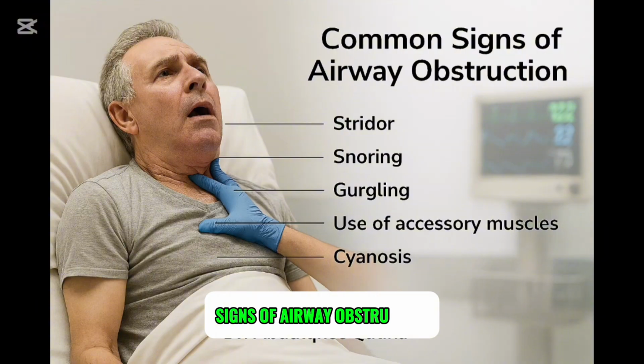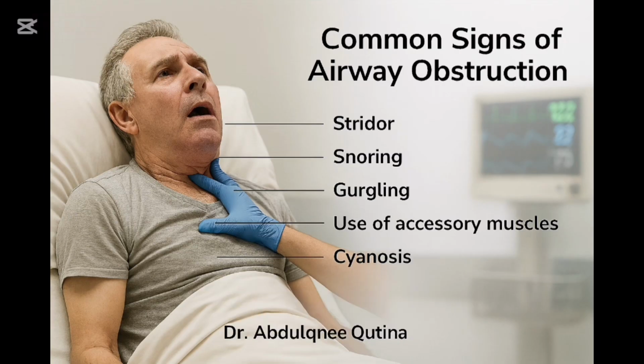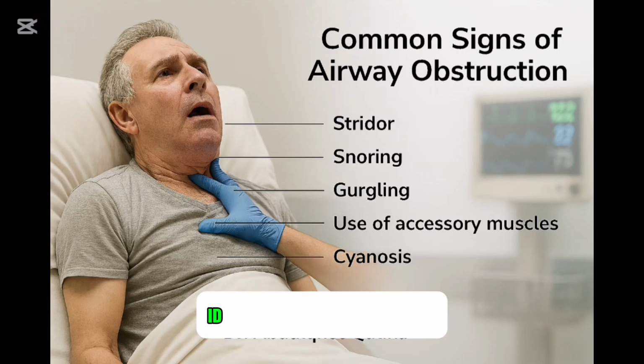Signs of airway obstruction. Recognizing airway obstruction early is critical. Key signs include stridor, snoring, gurgling sounds, use of accessory muscles, cyanosis, and altered consciousness. Identifying these signs quickly allows for timely intervention.